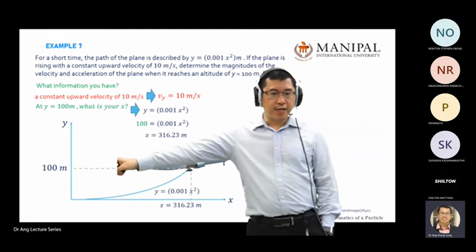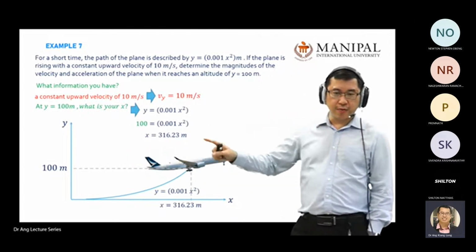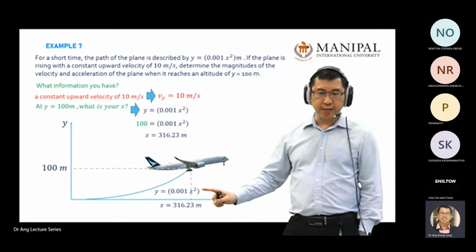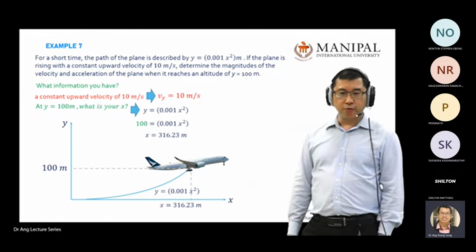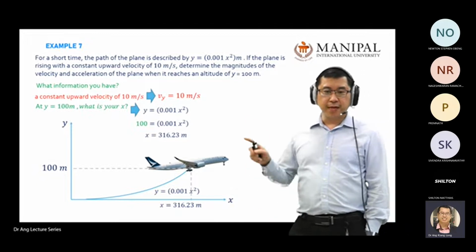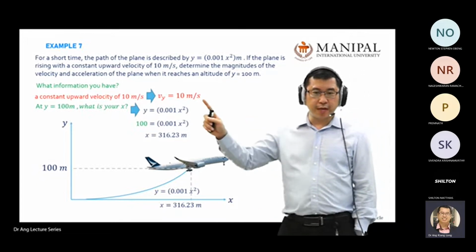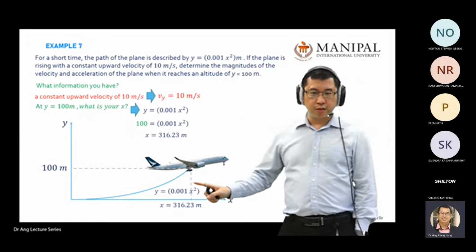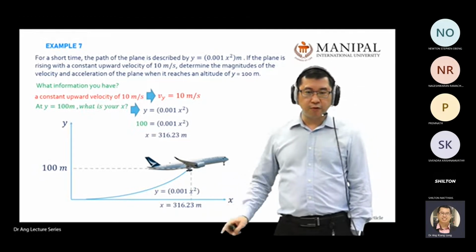Put in the coordinate 100. Calculate what is the value of x here. You get 1 point. So basically, at this point onwards, you haven't solved your question. But up to this point, you score 1, 2, 3, 4. 4 points already.